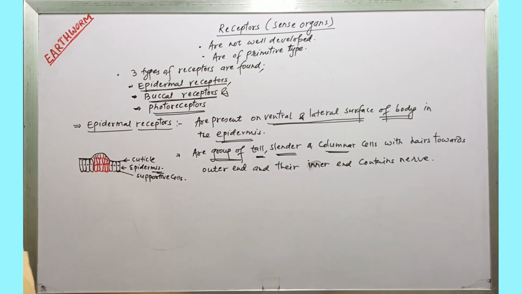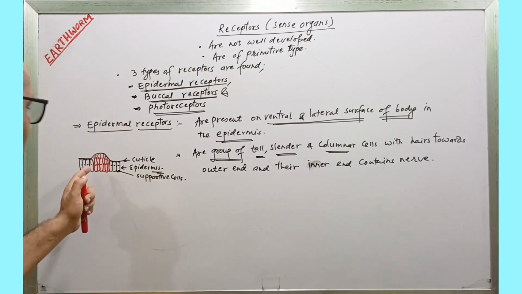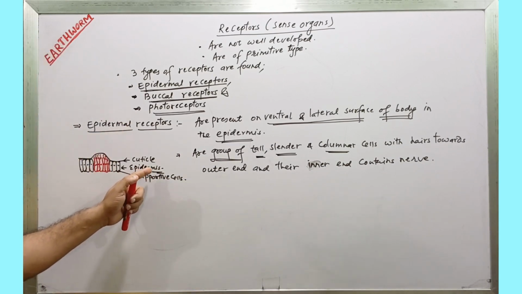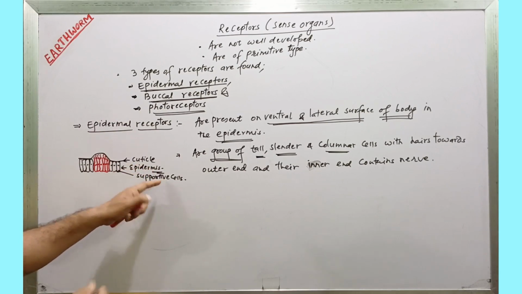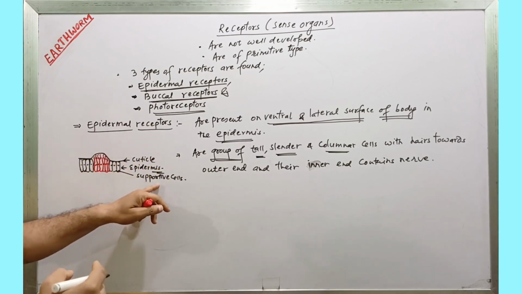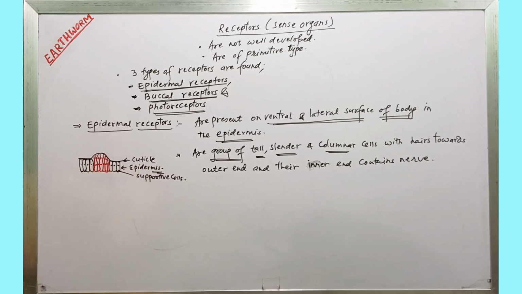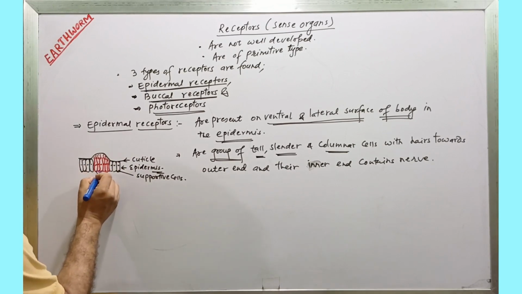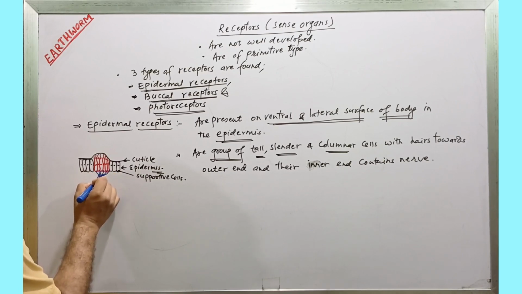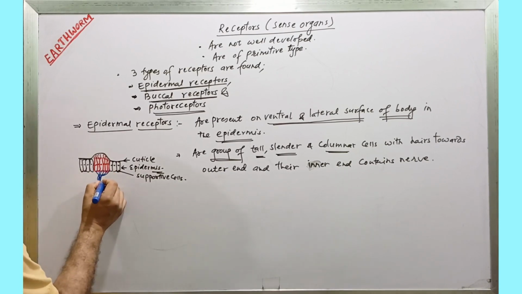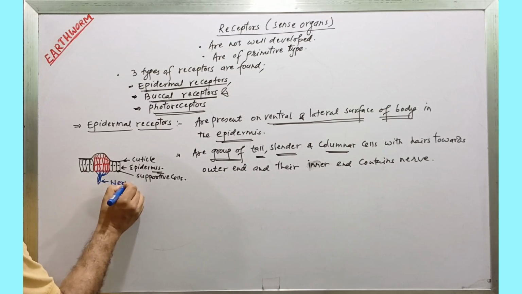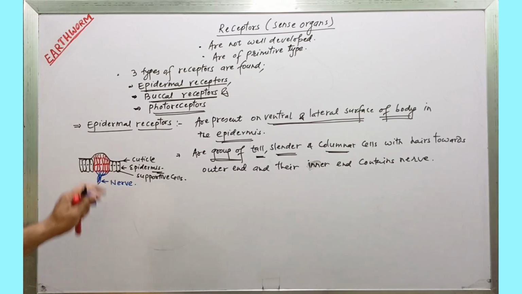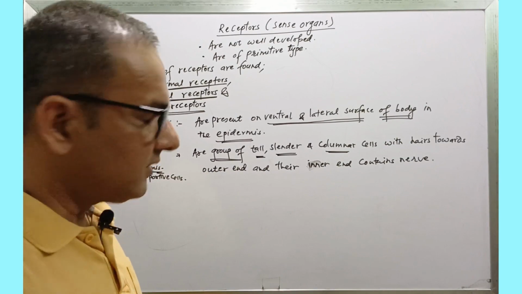While studying the histology of the body wall, we studied all the different types of cells present in the epidermis. The supportive cells are tall, column-like cells, and they form the main bulk of the epidermis. And then these sensory cells have nerve endings at their inner ends. This is the nerve.